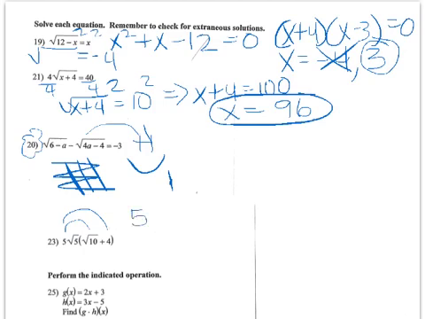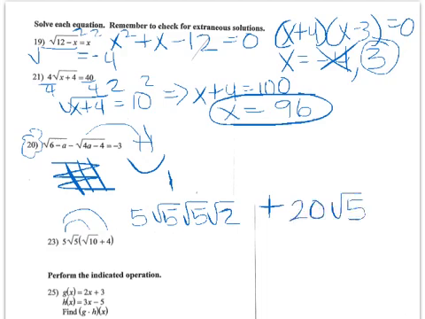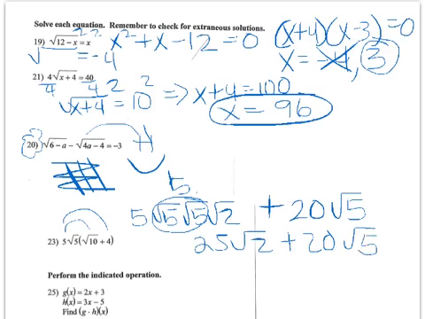23, we want to distribute and make sure we simplify in the end. So you're going to have 5 rad 5 times rad 10. Realize rad 10 is 5 times 2. And then plus 4 times 5 is 20 rad 5. So these two rad 5s come out as 5. So you end up with 25 rad 2 plus 20 rad 5.